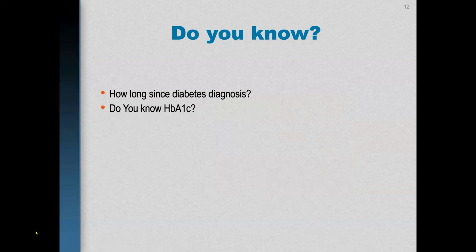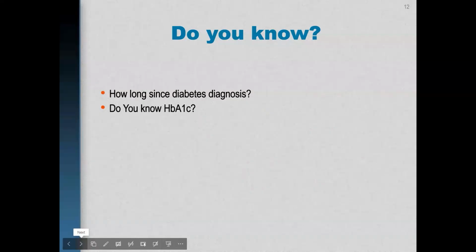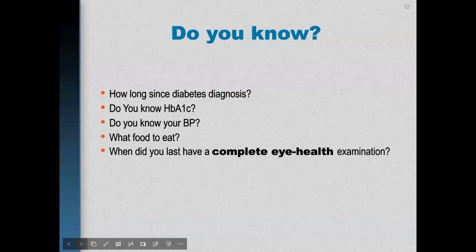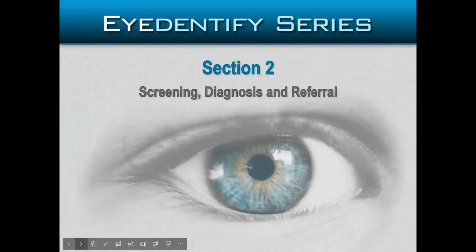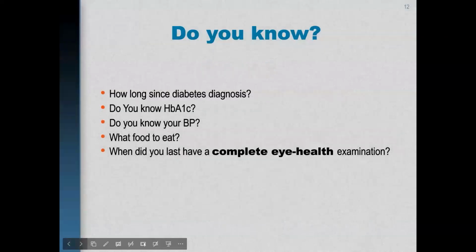So the key thing is to see your family doctor on a regular basis. Keep your sugar levels under control. Know what they are. Keep your blood pressure under control. Eat properly. All the things that we hear about over and over again. Have a complete eye health examination. I would suggest once a year, which is covered by the government as well. So there's really no need for not coming.